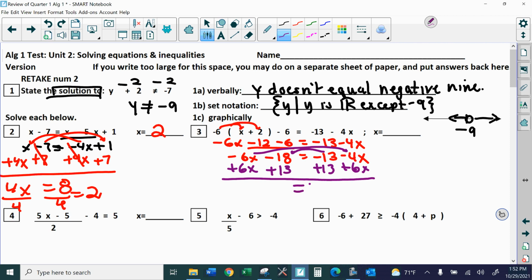So 6x minus 4x is 2x. 13 minus 18 is negative 5. Okay, and those cancel out. And last step, divide by 2, and I get negative 5 halves. I do not have to change it to a mixed number.